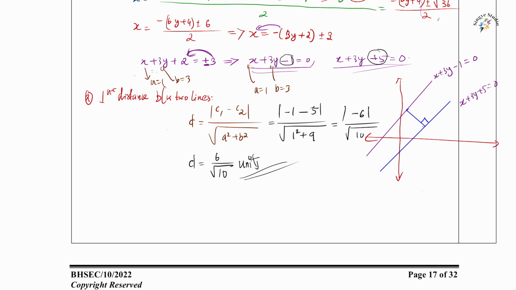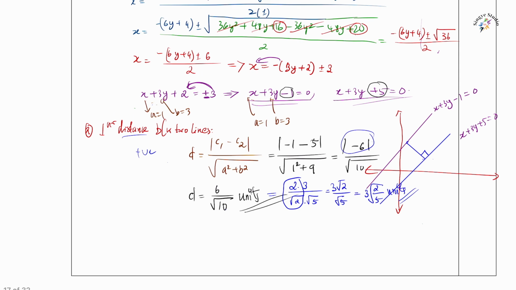Or you can further modify this as 2 times 3 root of 2 times root of 5, and you can see that this is just root of 2 times 3 by root of 5, so it is 3 times root of 2 over root of 5 units. So this is the distance between the two lines. And why do we use modulus? This is because we are taking the absolute value, since distance is always positive. That's why, and this is how you should solve it.